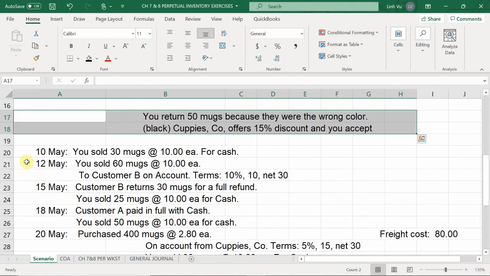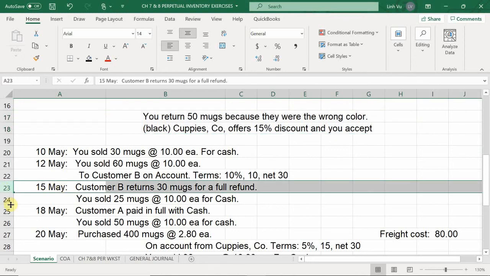So then let's see what happened here. On May 15, three days later, customer B decides to come back to the store and return 30 mugs for a full refund. Okay, so maybe they don't need those cups anymore.